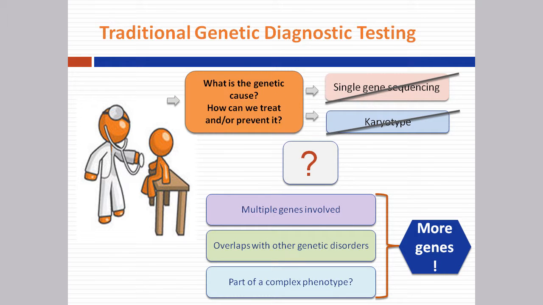At the center of all our attention is that we have a patient and we would like to help the patient and ask what is the cause of the genetic disease that we are suspecting, and of course how can we best treat it or prevent it. In the past we focused on single gene sequencing if it was a monogenic Mendelian inherited trait, or if it was multiple congenital anomalies, we went for karyotyping. However, not every time that we did those studies were we successful, and then what comes next?